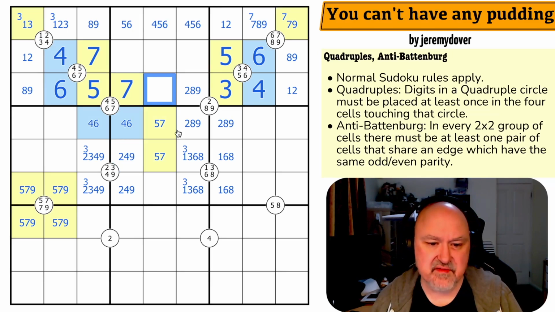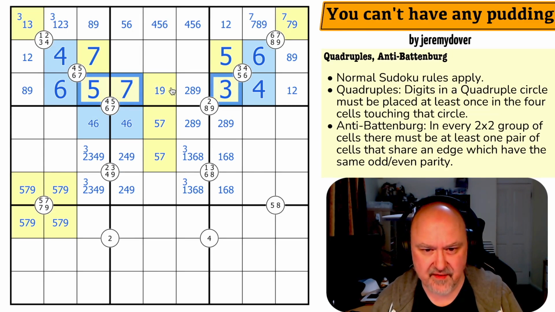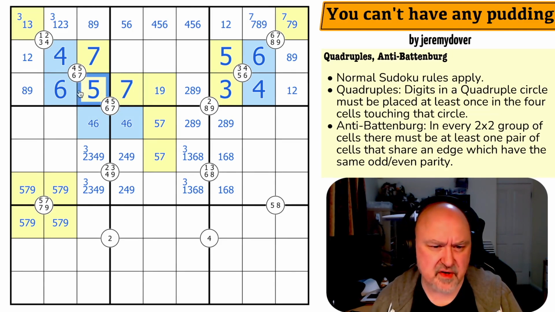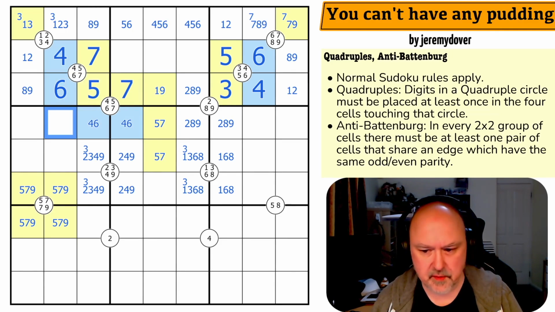But this can't be even now. If this was even, then this would be a Battenburg pattern. That has to be an odd digit. So it's 1 or 9 because it can't be 3, 5, or 7. Oh, I've got another one there. This can't be odd. If this was odd, this would be a Battenburg pattern. That has to be even. So this is 2 or 8. So that's a 2, 8, 9 triple.